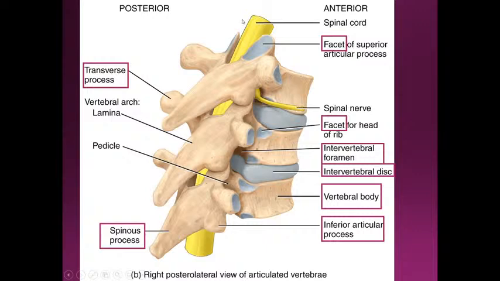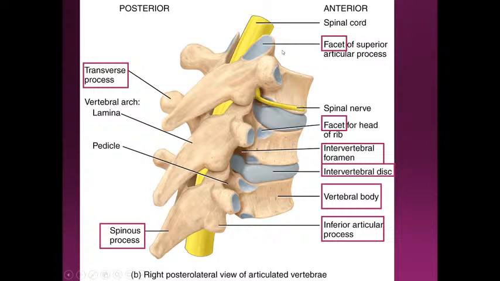Now, the spinal cord passes through the vertebrae from the foramen magnum in the occipital bone all the way through C1, all the way down to about L4. Around L4, the spinal cord actually terminates, and we'll talk about that more in the nervous system unit.